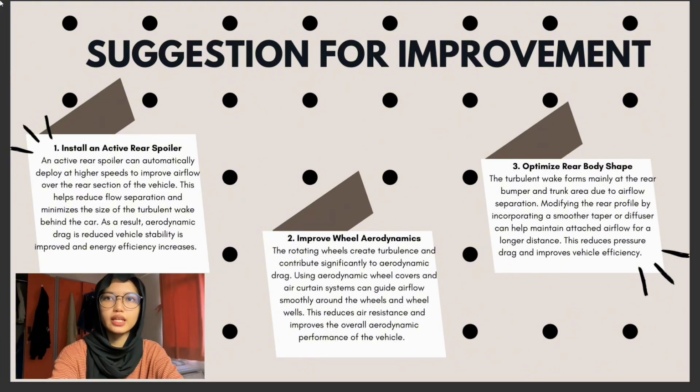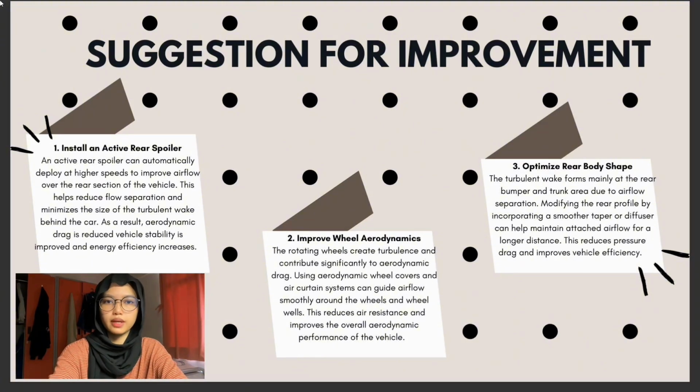Second, we can improve wheel aerodynamics. The rotating wheel creates turbulence, which contributes significantly to aerodynamic drag. By using aerodynamic wheel covers and an air curtain system, the airflow can move more smoothly around the wheels. This helps reduce air resistance and improve the overall aerodynamic performance of the vehicle.